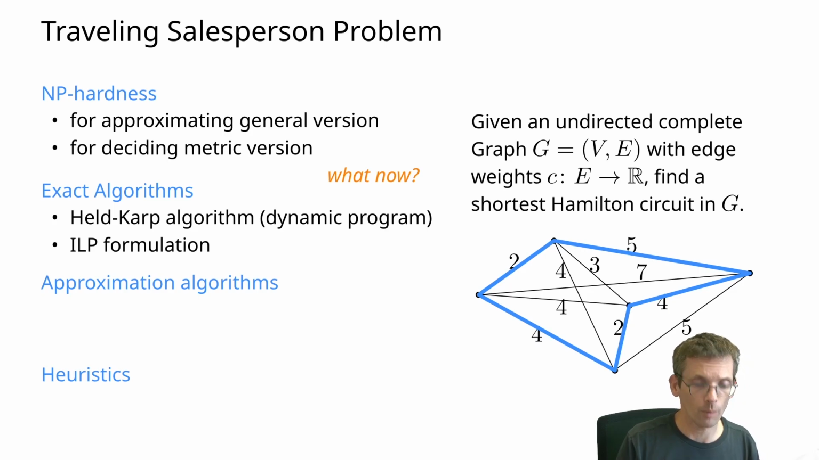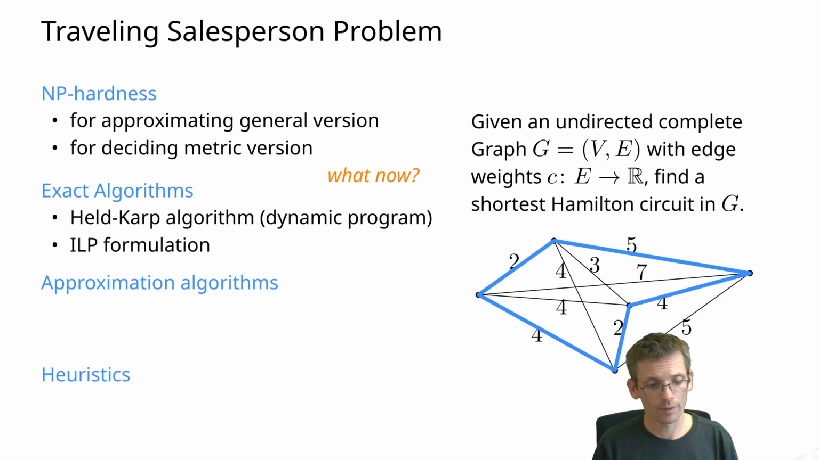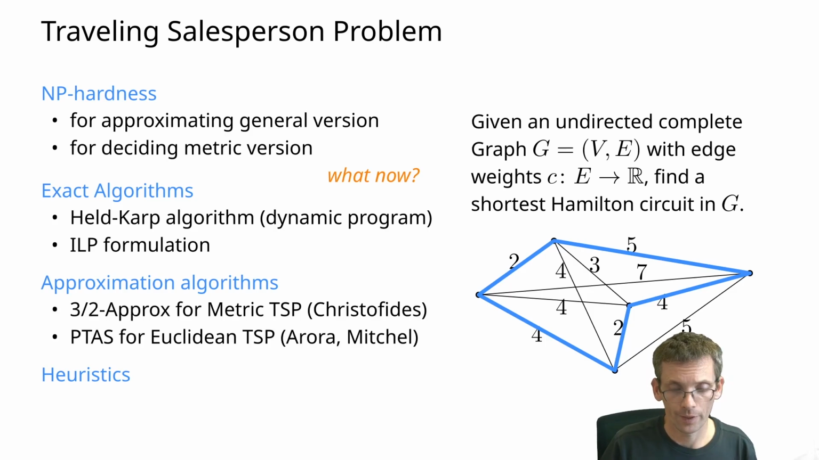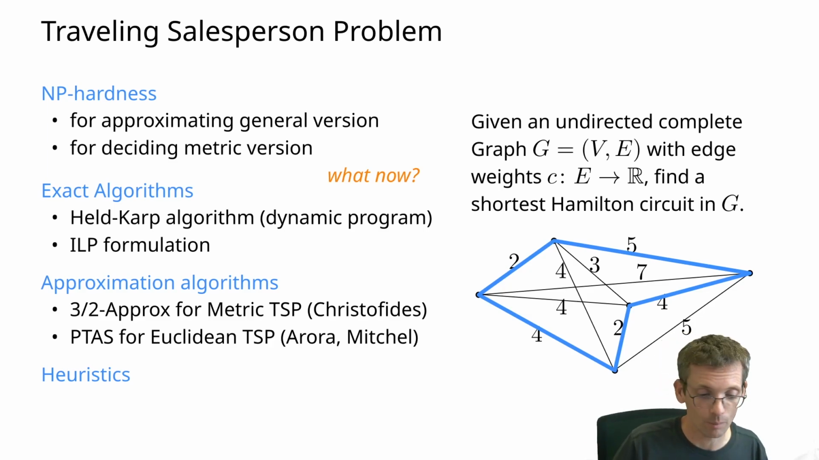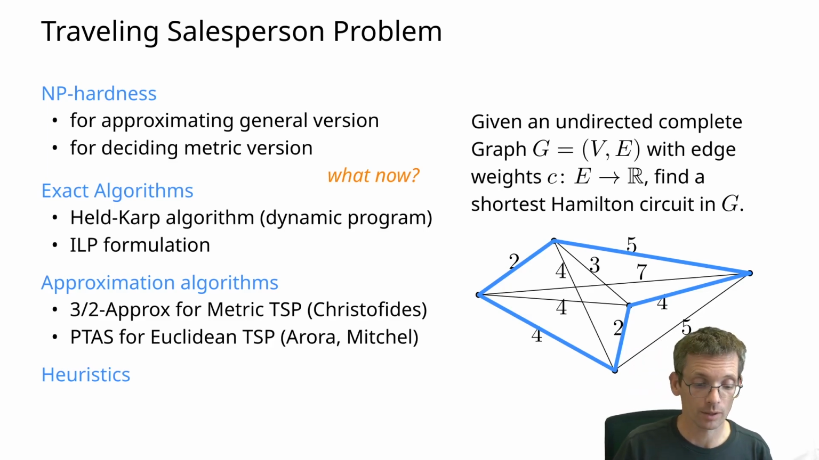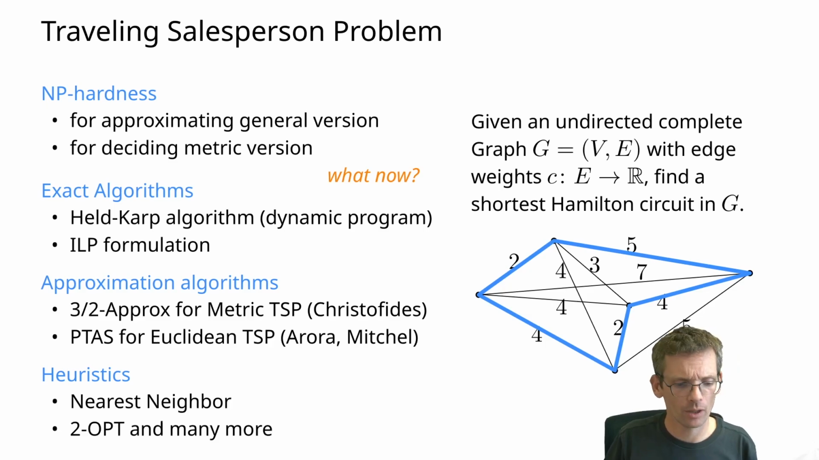Another good option, if you don't need to have the exact solution, is to go to approximation algorithms. Famously, there's a 1.5 approximation algorithm by Christofides for the metric TSP, where only recently there was a tiny improvement over the 1.5. In the Euclidean setting, you can even do a PTAS, so a 1 plus epsilon approximation. Alternatively, if you do not need approximations, there are also many heuristics.